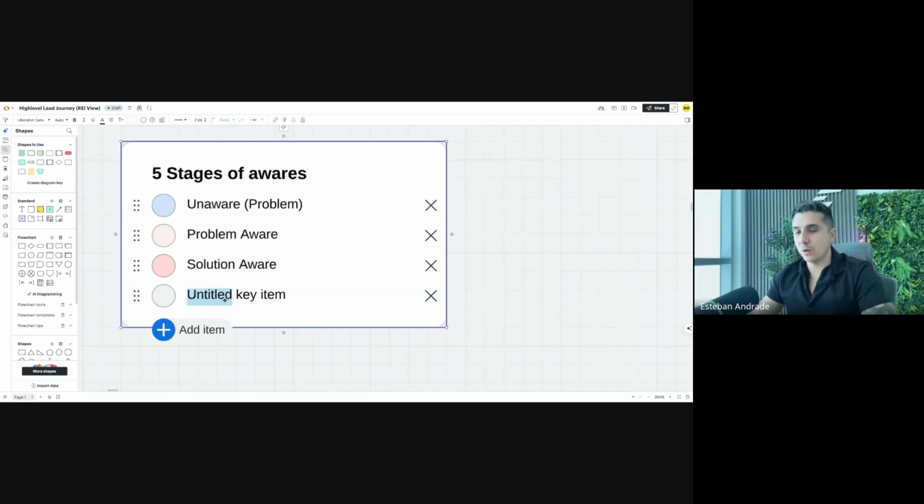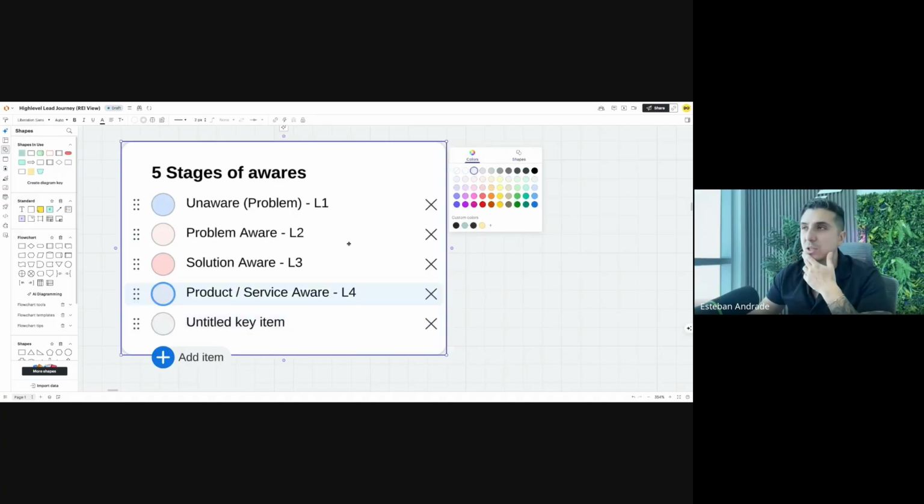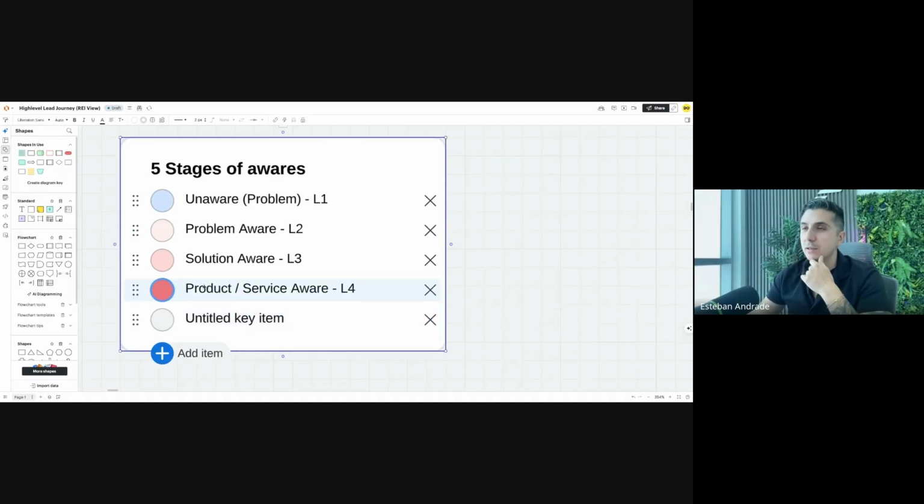Then there is another one called product or service aware. All right. We're going to call them levels. We're going to call this one L1, this one L2, this one L3, and this one L4. And this one is a little bit hotter, right?